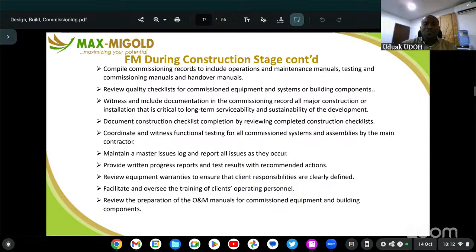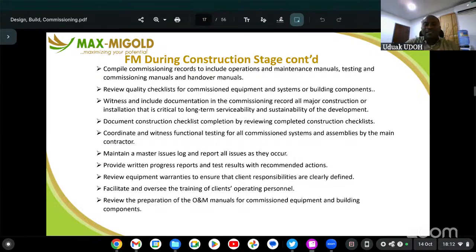We need to also review equipment warranties, which we talked about. We need to also facilitate and oversee the training of the client's operating personnel. That's during the construction stage. And we should also review the preparation of the operation and maintenance manual for commissioned equipment and building systems. So as those equipment are being installed, we should always think of how this system needs to be operated, how it needs to be maintained, because during the handover, these are things that will be required.